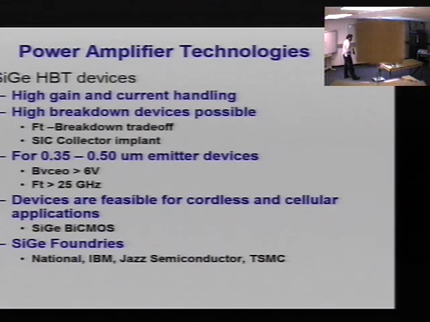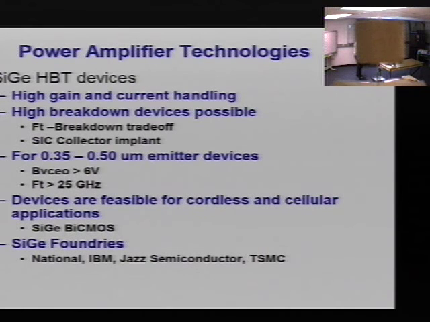So I think I said the high gain, and I discussed the fact that with silicon germanium you have a valence band offset. So what happens is that the holes in the base of the device have a tough time getting back to the emitter to recombine. As a result, your beta, your collector current over your base current, is very high.